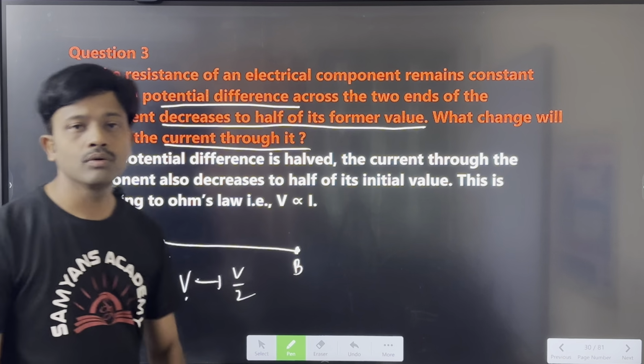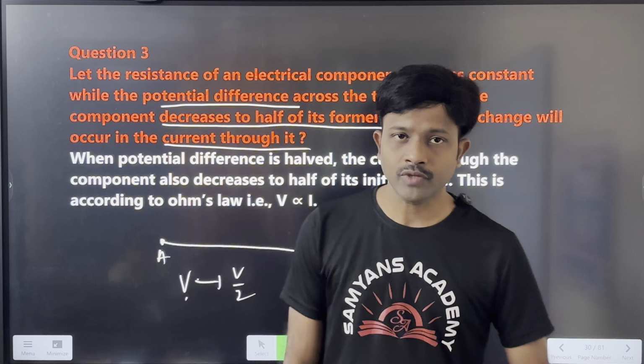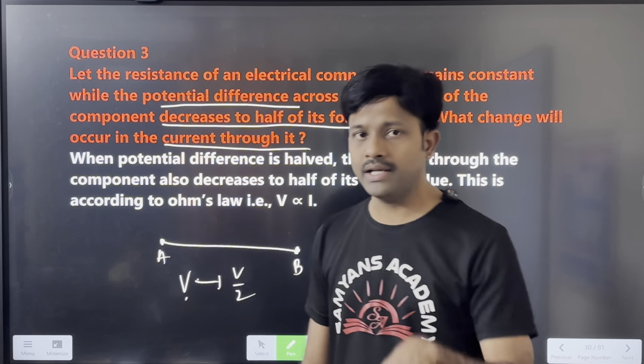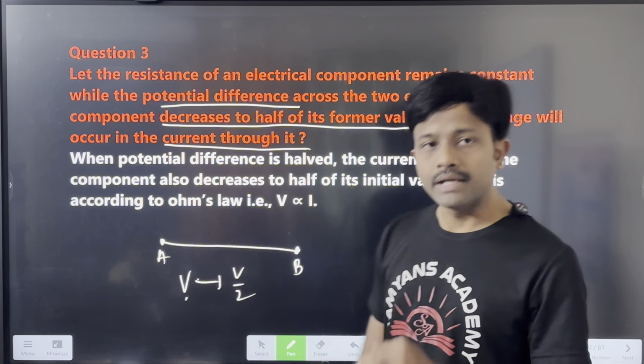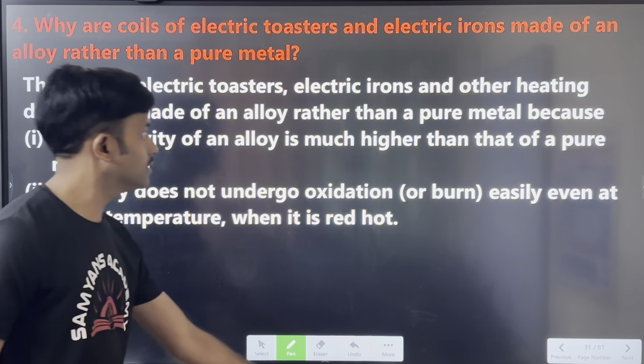So this is according to Ohm's law, that is V proportional to I. So when V increases, current increases. When V decreases, current value also decreases. Clear? Move on to the next question.